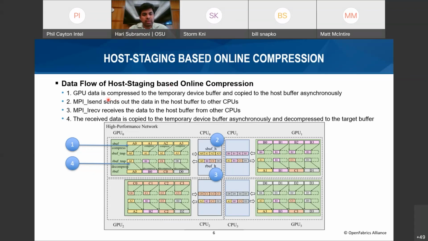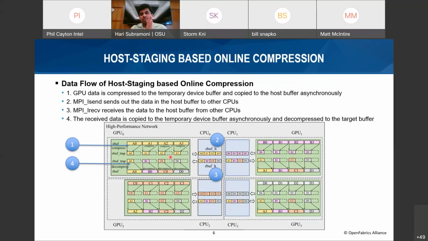As part of step one, we get the GPU data, which is already on the GPU, compress it and move it to the host in an asynchronous pipeline fashion. As soon as the data arrives on the host, we use a non-blocking send to send it to the remote CPU. The remote CPU will then receive the data and again asynchronously decompress and move it to the remote GPU. So all of this happens in a very smooth pipeline fashion, so that data resident on a GPU moves to a CPU, to a remote CPU, and then to the remote GPU, okay?